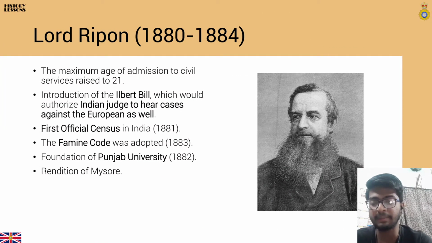The maximum age of admission to civil services was raised to 21. The first official census in 1881 happened in India. The Famine Code was adopted in 1883. The foundation of Punjab University also happened during the reign of Lord Ripon.